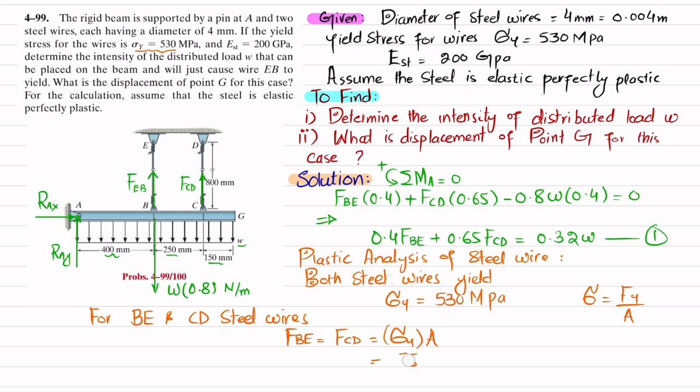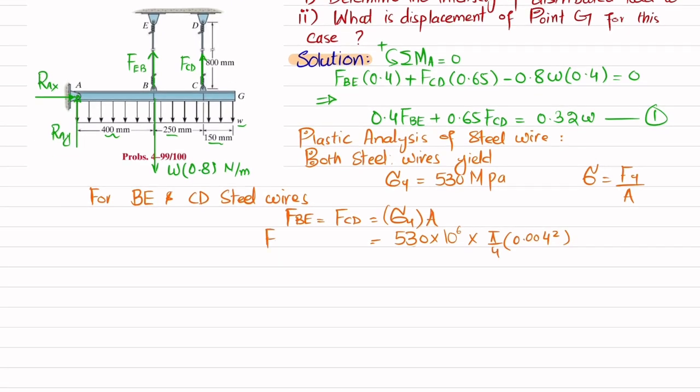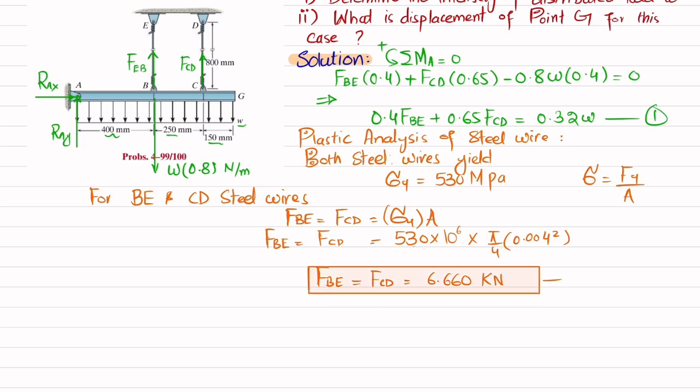So 530 into 10 raised to power 6 multiplied by area. Diameter is given as 4 millimeter or 0.004 meter. So it will be pi by 4 times 0.004 squared. That will give you force in BE and force in CD. So when you calculate it, both these forces, FBE is equal to FCD, will be equal to 6.660 kilo Newton.